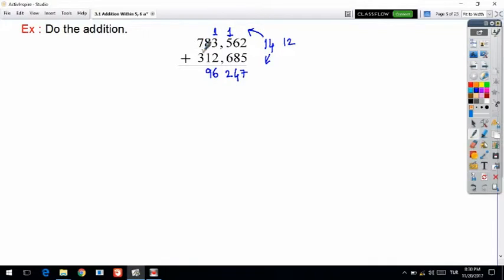Then we are in the 100,000 digits. 7 plus 3 is equal to 10. I am writing it there. After that, we separate the number from right to left after every 3 digits: 1, 2, 3, so we put a comma. Then 1, 2, 3, we put a comma. So what number do you have? 1,096,247.